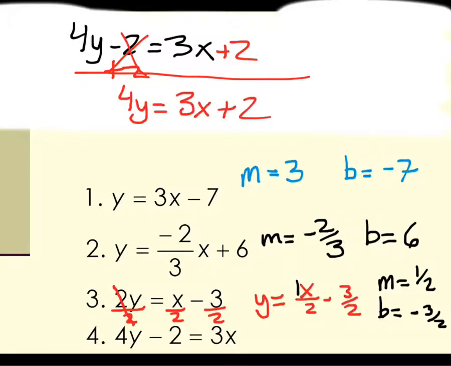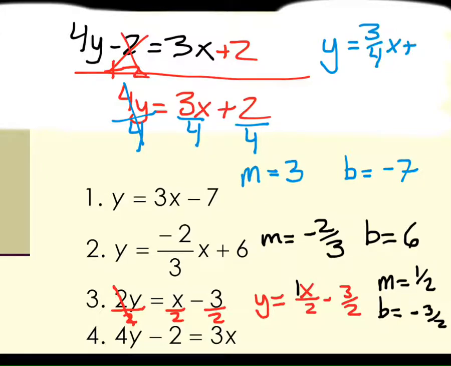Now I can undo that multiplication by 4. To undo multiplication by 4, I'll divide by 4. But whatever I do to one side of the equal sign, I have to do to everything on the other. That leaves me with y equals 3/4 x plus 2 over 4, which simplifies to, this is 2 over 2 divided by 4, not 4 divided by 2, 1/2. So there is my slope-intercept form of that equation.